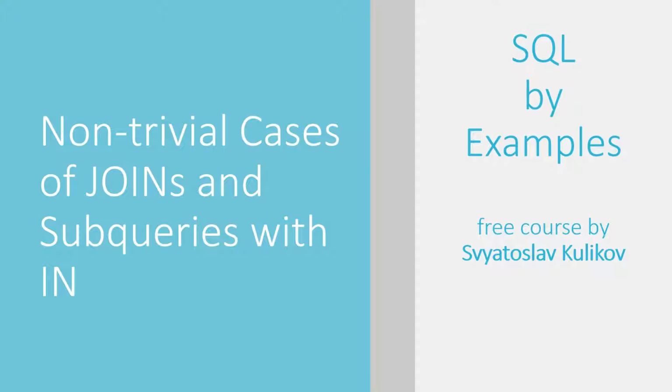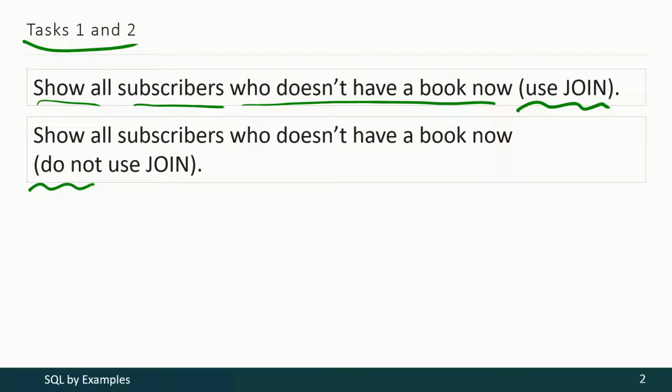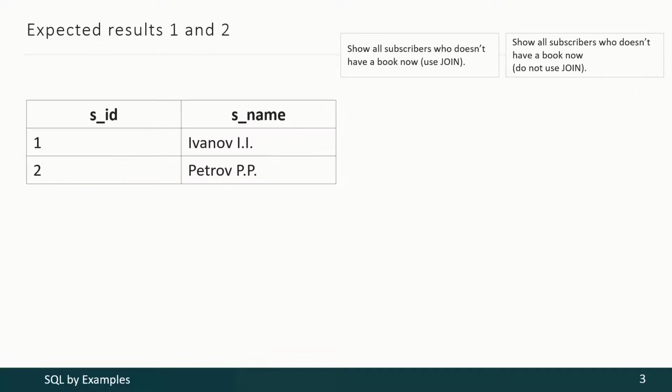In this video we shall discuss some non-trivial cases of joins and subqueries with the IN keyword. In both tasks we have to show all subscribers who don't have a book now. In the first case we have to use a join, and in the second case we cannot use a join. This is how the expected result looks like.